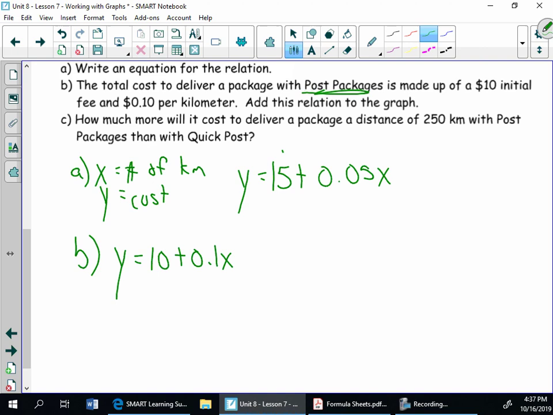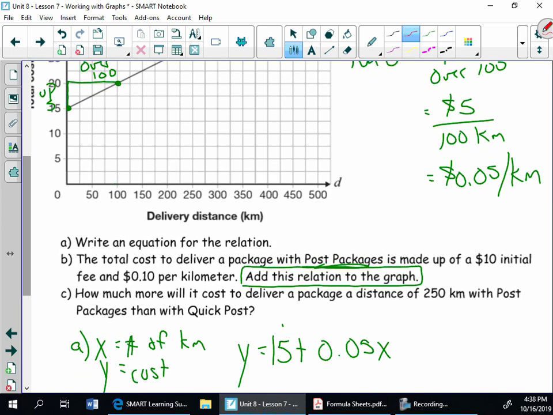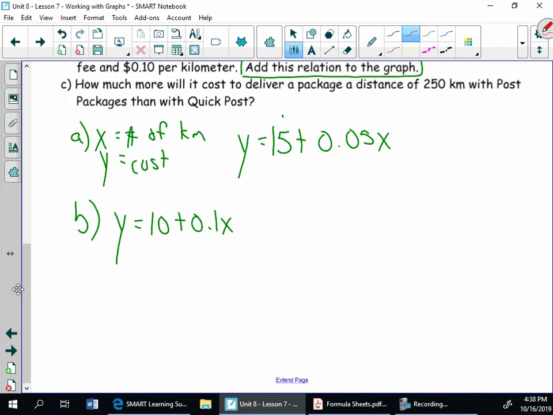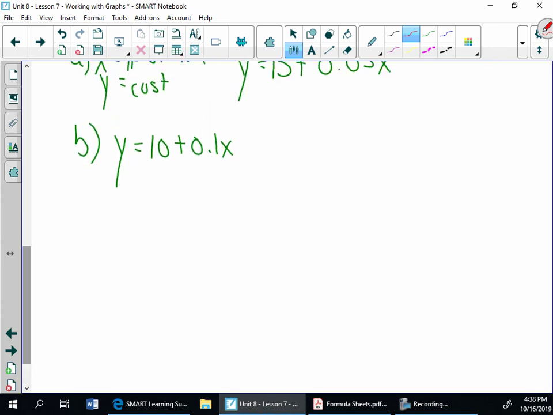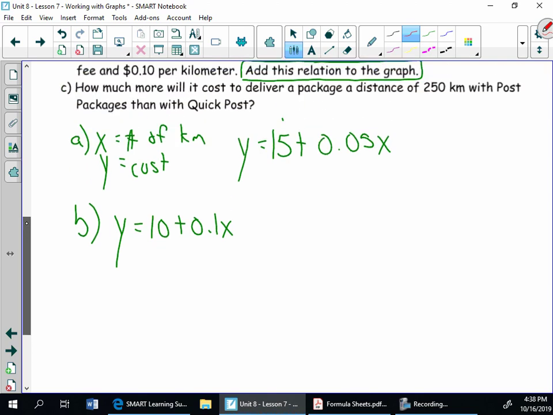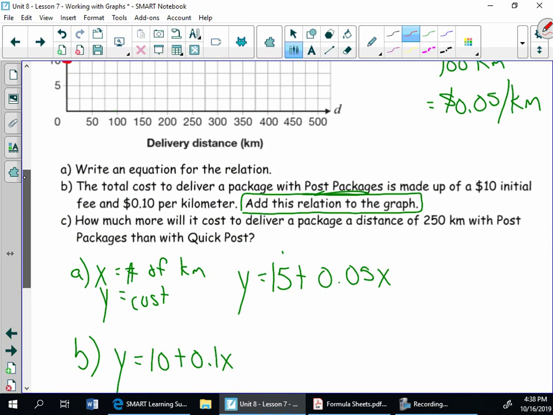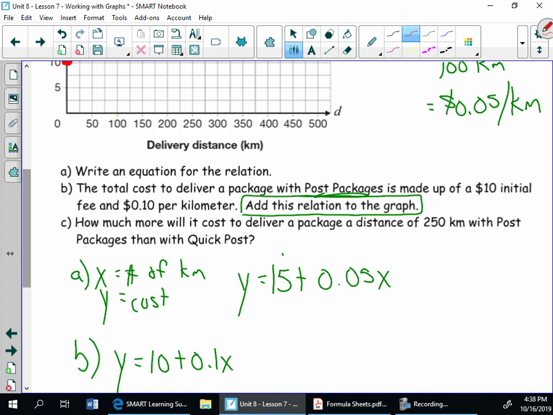But they don't want an equation, they actually want us to add this relation to the graph. So how can we do that? Well, definitely know where 10 is. That's right there. That's my initial value. But I need some more dots. So how can I get more dots? Well, I have this beautiful equation, right? I can find as many dots as I want to by figuring out different kilometers to use for x. Now, nice numbers would be something like 100 or 200 or 300. I could use the 50s too, but I think 100 is actually a nicer number to work with.